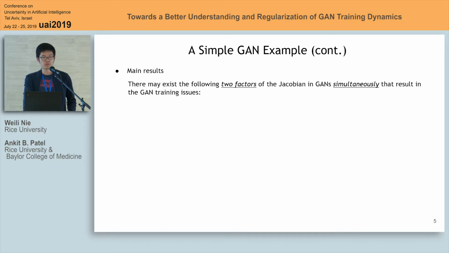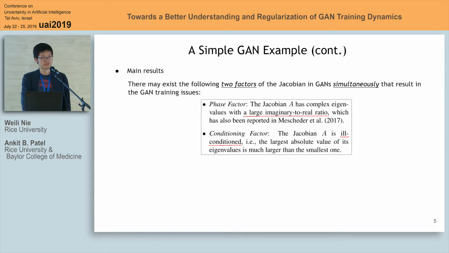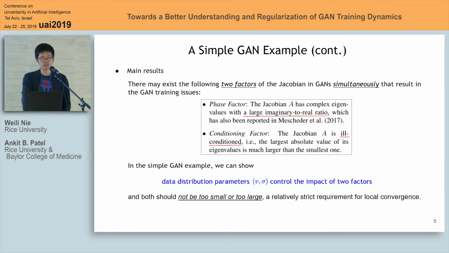So here comes the main result. There may exist the following two factors of the Jacobian in GANs simultaneously that result in GAN training issues. The first one is the phase factor, which means the Jacobian has complex eigenvalues with a large imaginary-to-real ratio. The second one is the conditioning factor, which means the Jacobian is ill-conditioned. We think these two factors are the main cause of the GAN training issues.